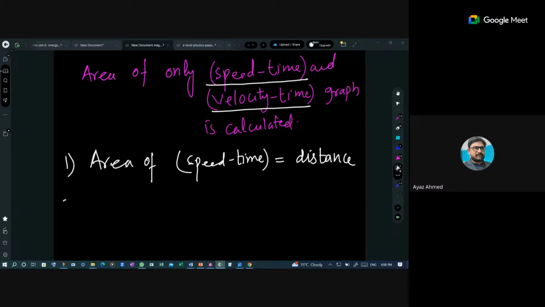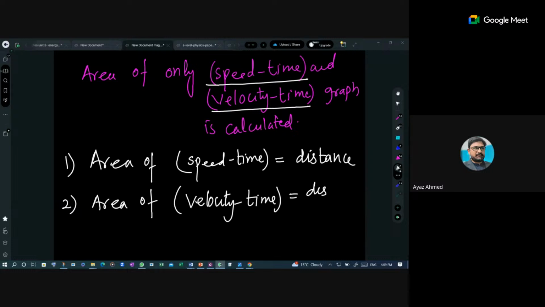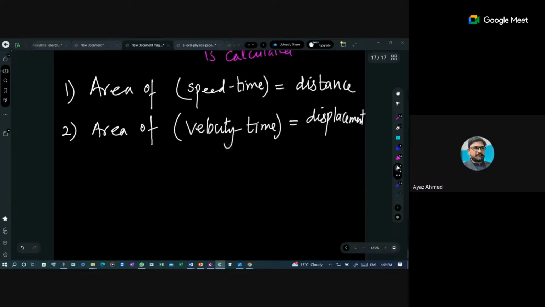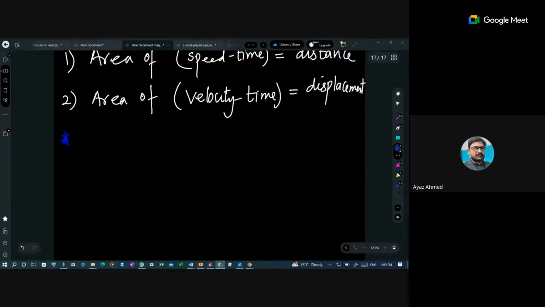Okay, and area of velocity time graph gives you displacement. Is it clear to both of you? Yes, sir. Okay, good. Now, the last thing before coming back to the graph, that is how to calculate the area.